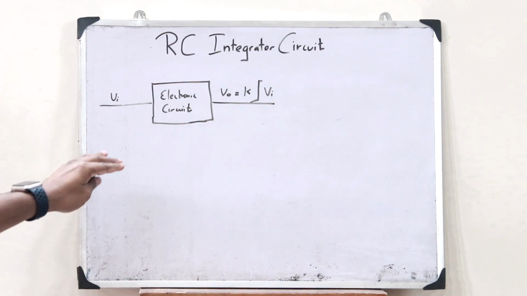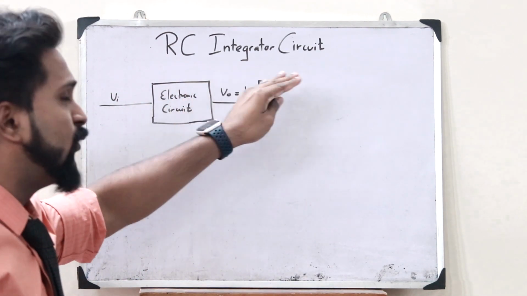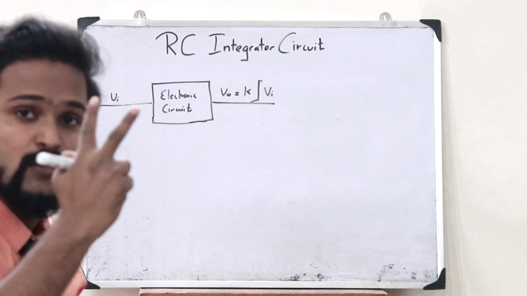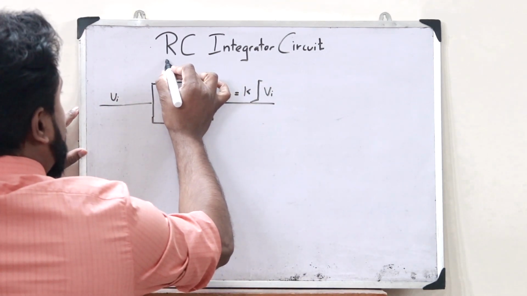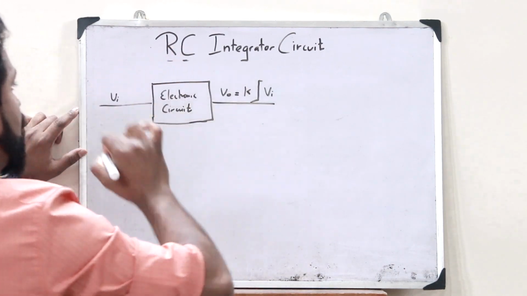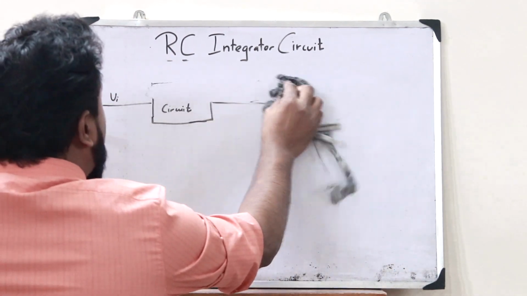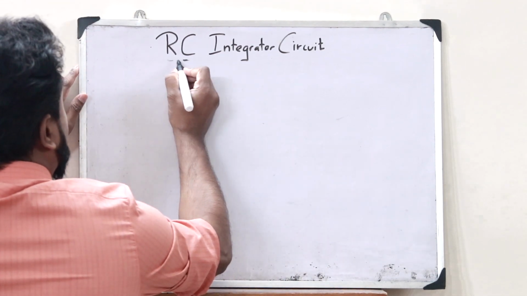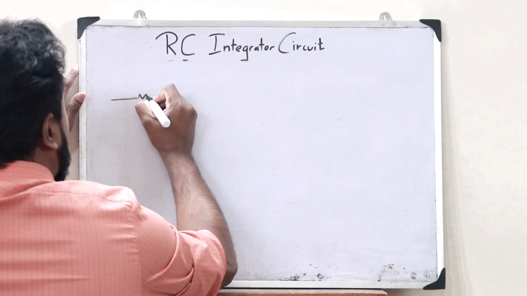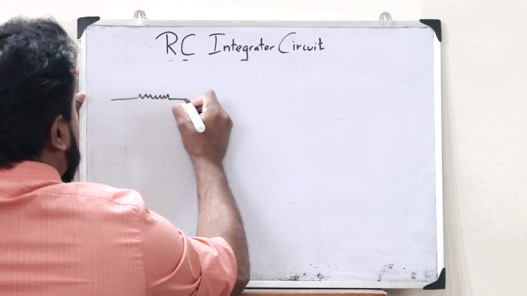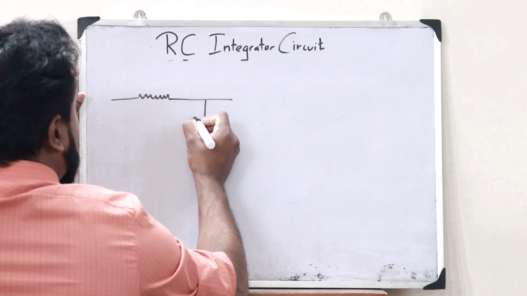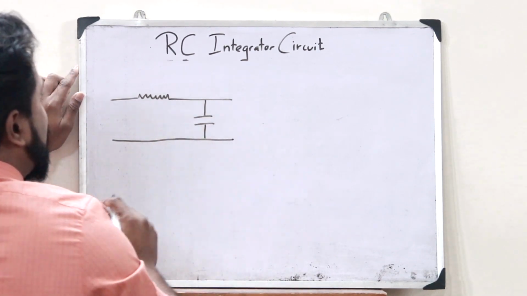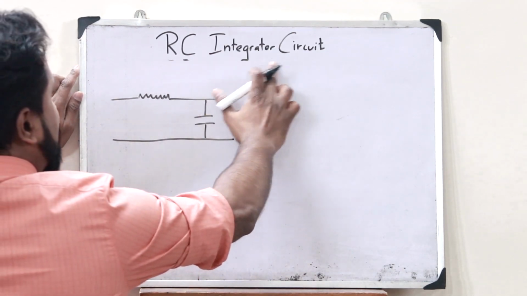An RC integrator circuit is simply an integrator circuit that is built with two components, a resistor and a capacitor. So let us now construct an RC integrator circuit. Here we first have a resistor like this, and this resistor is connected to a capacitor like this. This simple circuit is an RC integrator circuit.